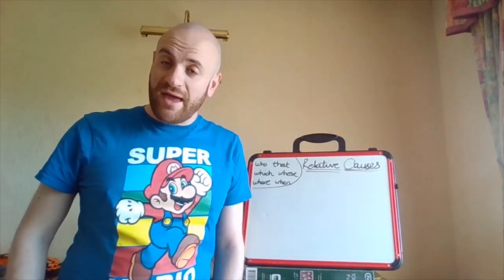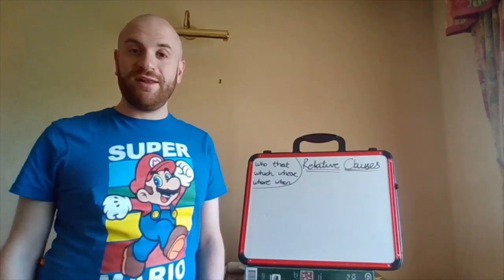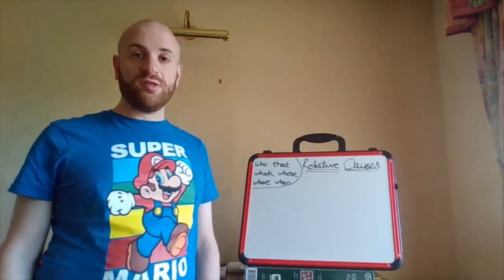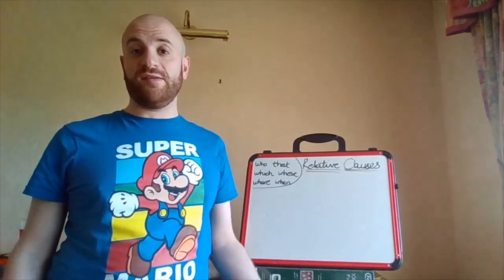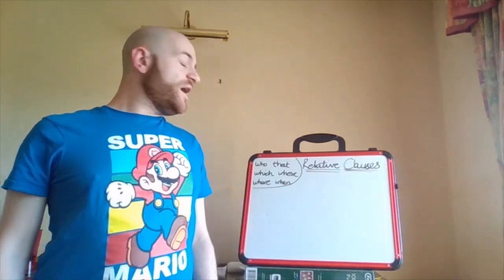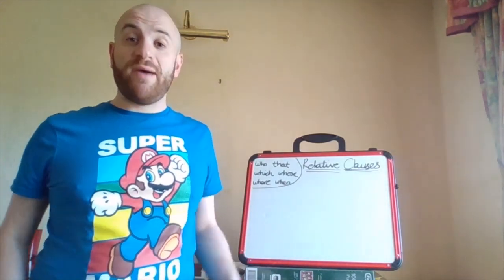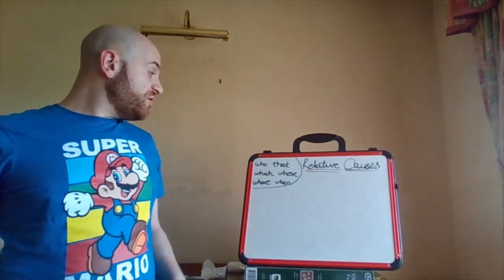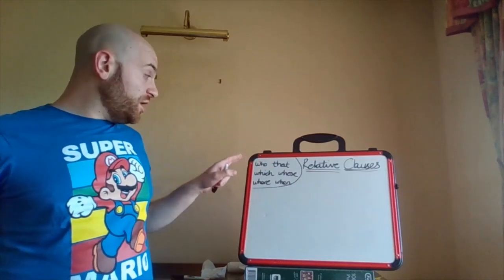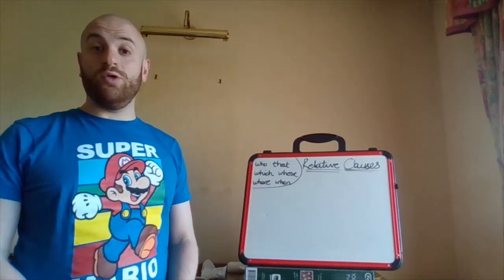Hi everybody, today I'm going to be explaining to you what a relative clause is using some examples, and we're going to be having a look at using some parentheses in those examples as well. A relative clause is part of a sentence that adds more information to the main sentence. They usually use one of these six words: who, that, which, whose, where, or when.